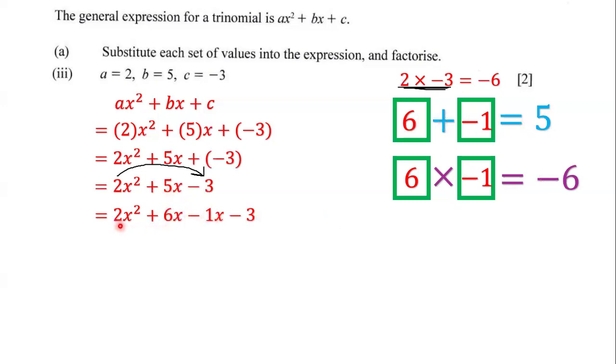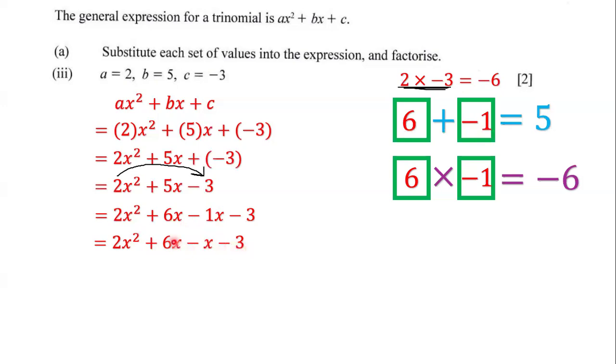And so we have 2x squared plus 6x minus 1x minus 3. And so what is -1x? Well, -1x is simply -x. We don't have to write the 1 out front. And so we have left over 2x squared plus 6x minus x minus 3.